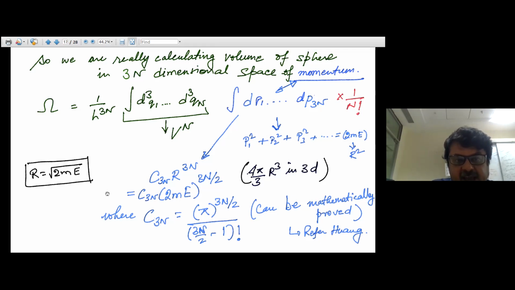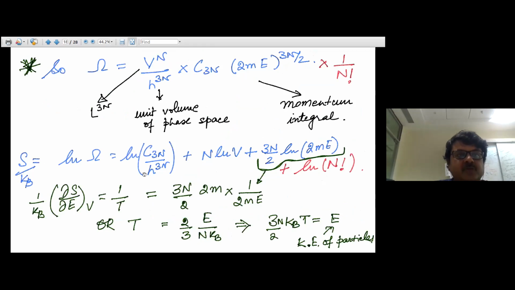So this is what I want the focus to be on. The total volume of phase space is equal to V to the power n, which has dimensions of L to the power 3n. And this is the total number of microstates. So you have h to the power 3n factor sitting there. It has to be dimensionless, right? So this entire volume has been made dimensionless by h to the power 3n. Here h has units of angular momentum.